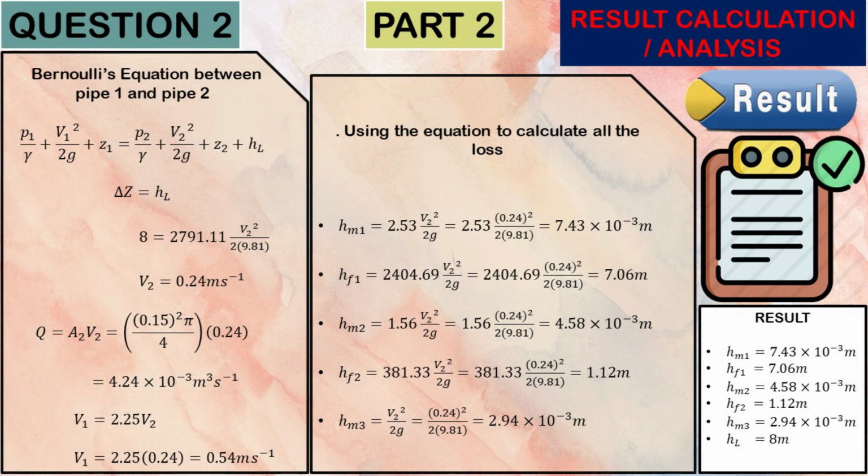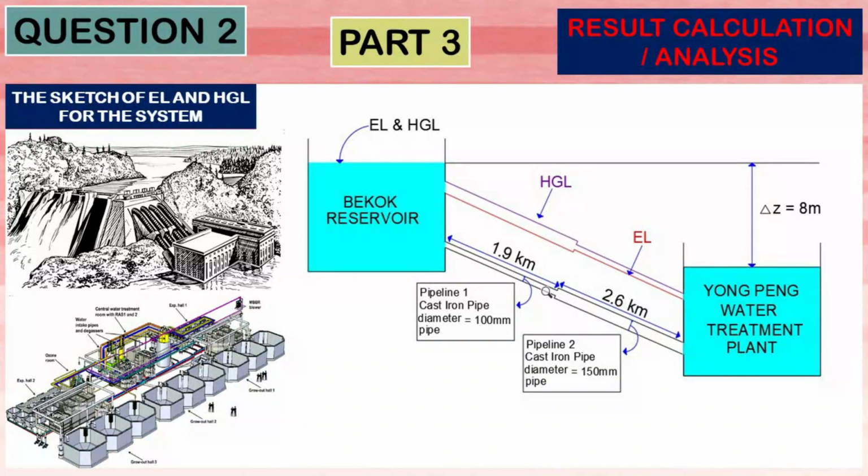By using the table of calculation of head loss, we can calculate all the losses. After all the calculation, we can get the result that is shown in this slide. This is the EL and the HGL for the system that we sketched.